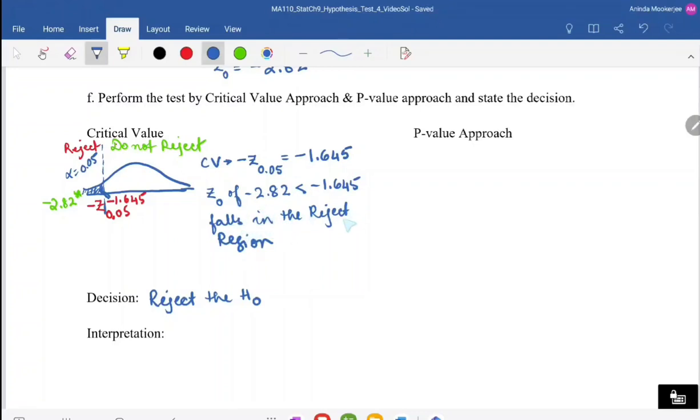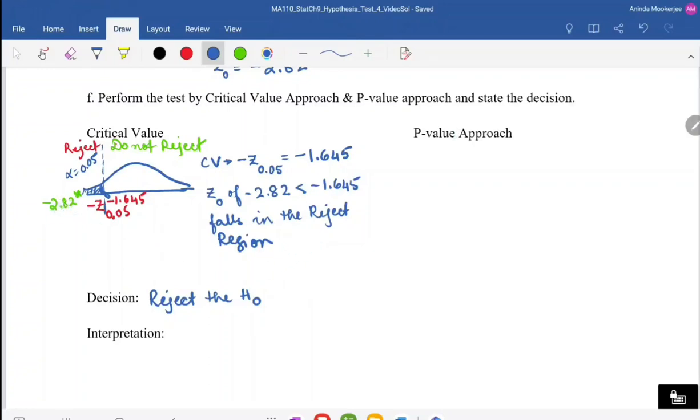Now, it is important that you write for the critical value approach that your test statistic, whatever value you have for it, falls in the reject region. That has to be stated. Otherwise, you will not be awarded the full credit for this question. So just make sure that when you're using the critical value approach, you also state that the value falls in the reject region.